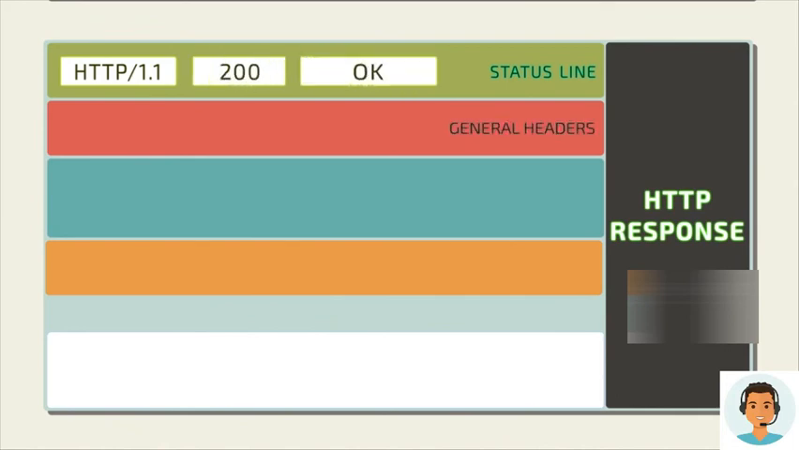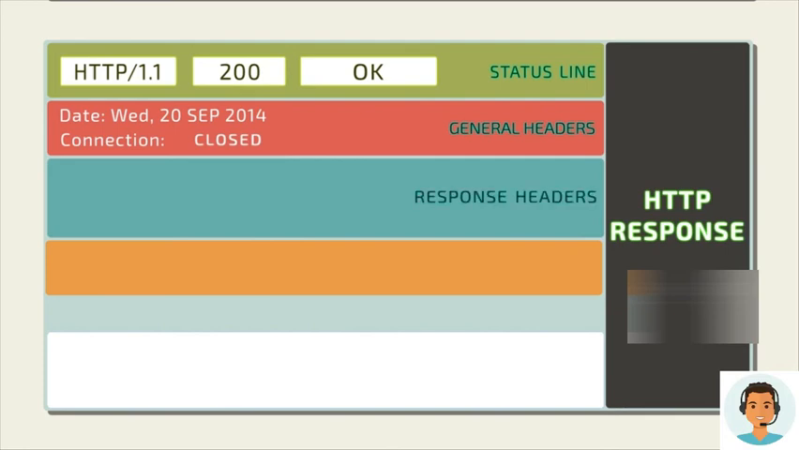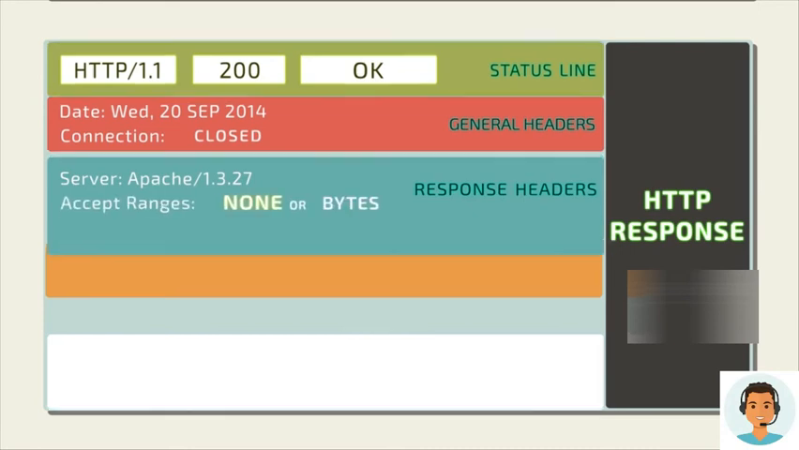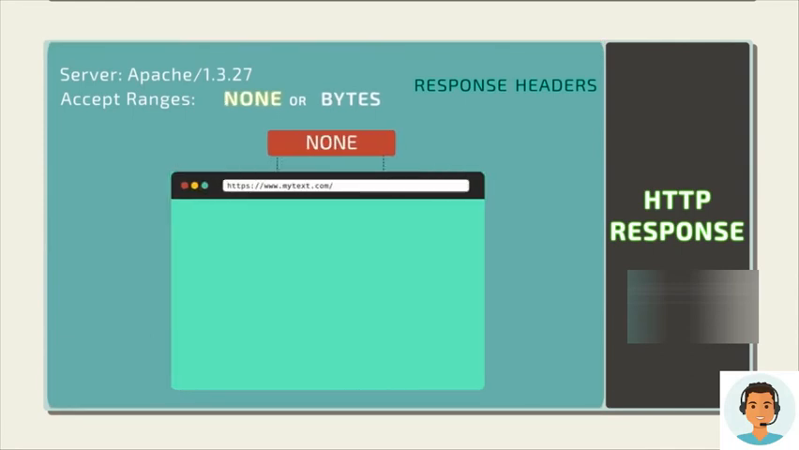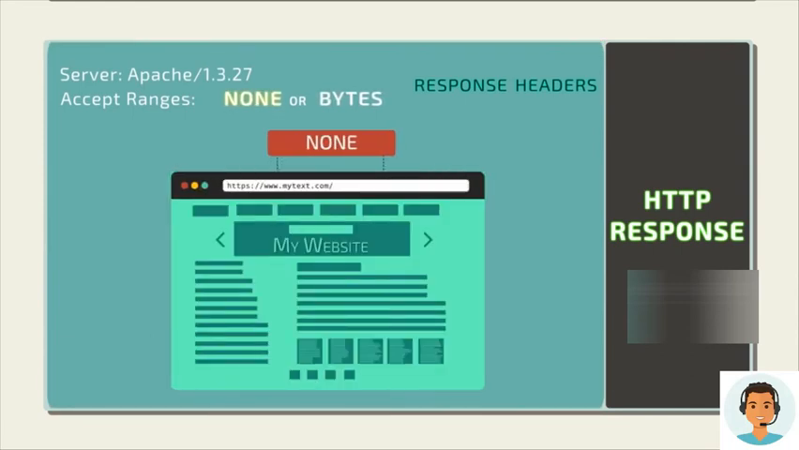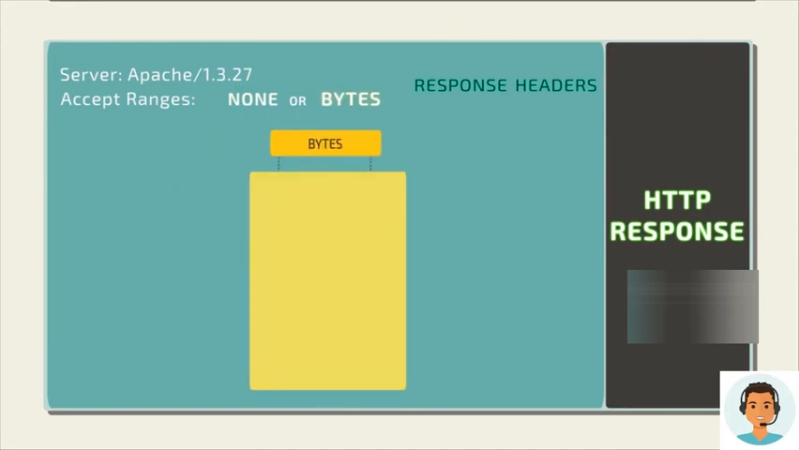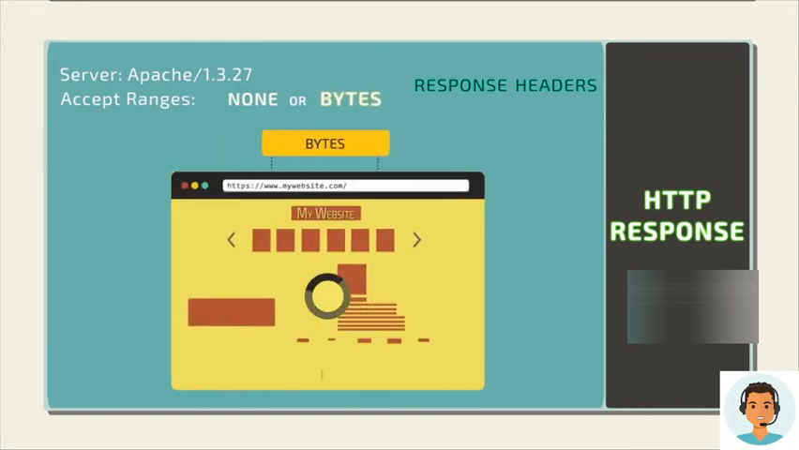General headers consist of the timestamp of the response and the connection type between the client and the server that may be persistent or closed. Response headers consist of the name and version of the server that hosts the domain. Accept ranges may be bytes or none. When it is none, the client needs to wait until all the elements of the web page are rendered. When it is bytes, the server allows partial loading of the elements of the web page.